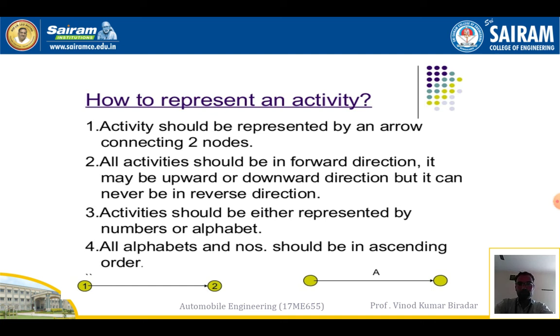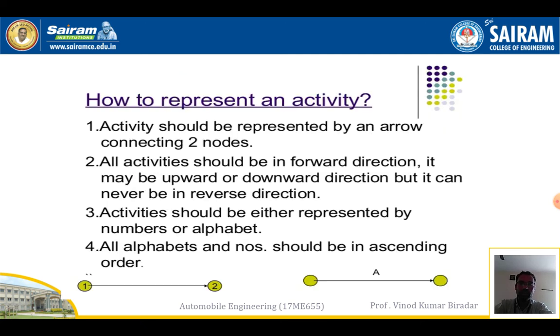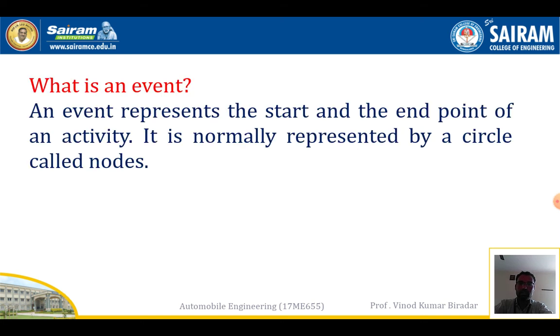What do you mean by an event in a network analysis problem? An event represents the start and the end point of an activity. So an event indicates the starting point and ending point. It is normally represented by a circle called a node. I told you here, this is called an activity. It is shown by a small circle.